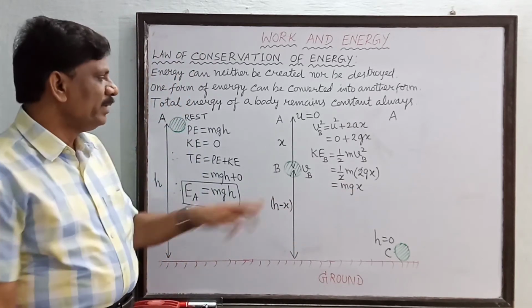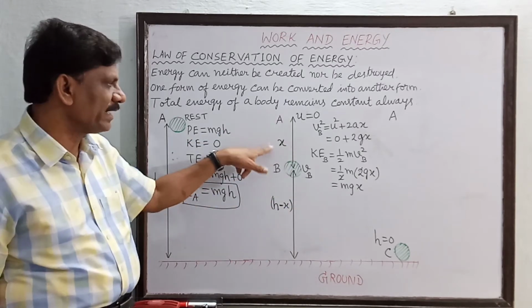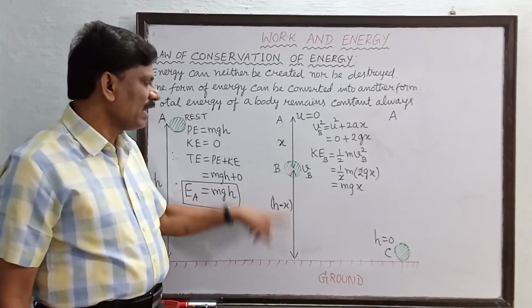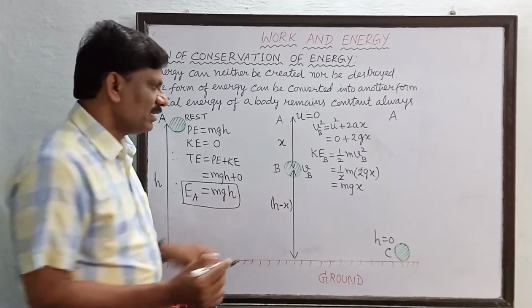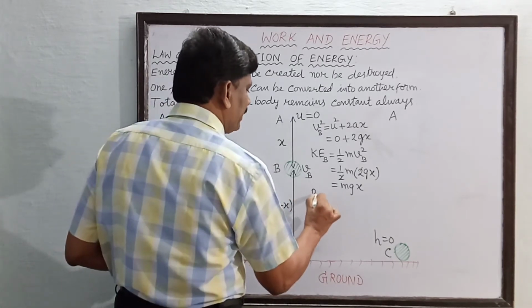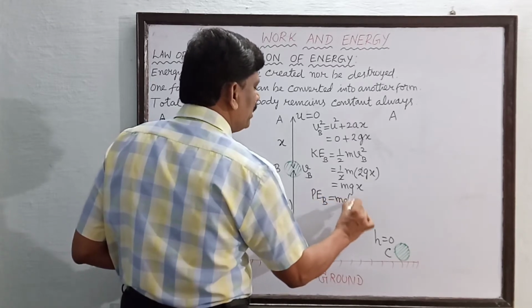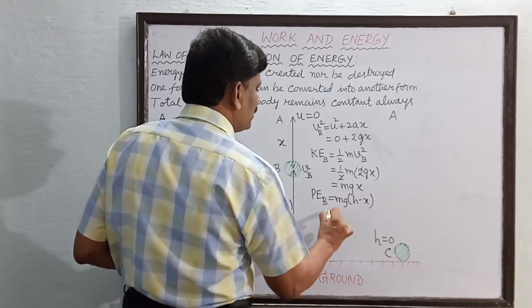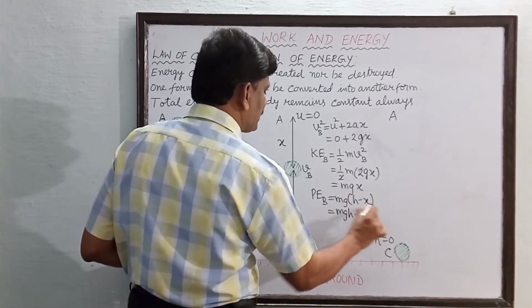Now B is at what height above the ground surface? Since the height is lowered by x, the height of B above the surface of the earth is now equal to h minus x. Therefore, its potential energy at B must be equal to mg into h minus x. So this is equal to mgh minus mgx.